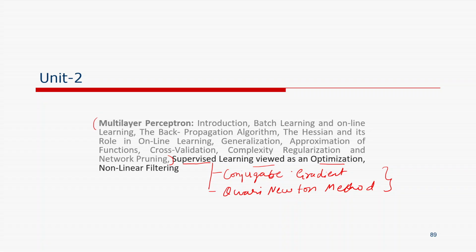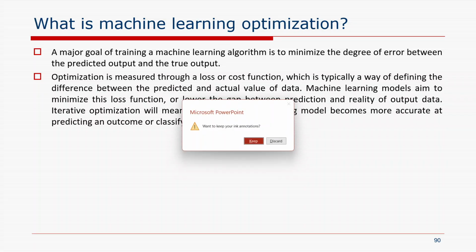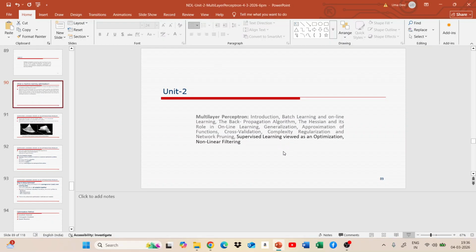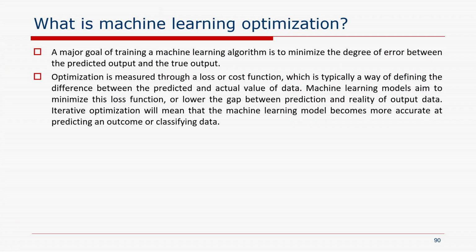We'll start with supervised learning viewed as an optimization. First, we'll look at the concept of what is machine learning. The major goal of training the machine learning algorithm is to minimize the degree of error between the predicted output and the true output. The input will be given and then we have to predict the output.